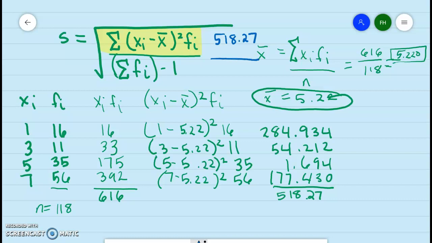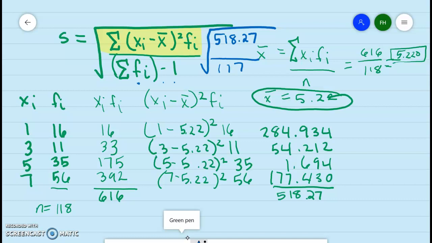Now to get your denominator, it says the sum of your frequencies, which is the same thing as n, which is 118. So the sum of our frequencies minus 1. 118 minus 1 would be 117. So I am going to take the square root of that. So if you do 518.27 divided by 117, you will get a long decimal.